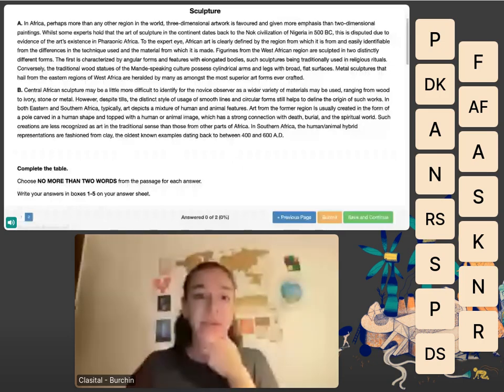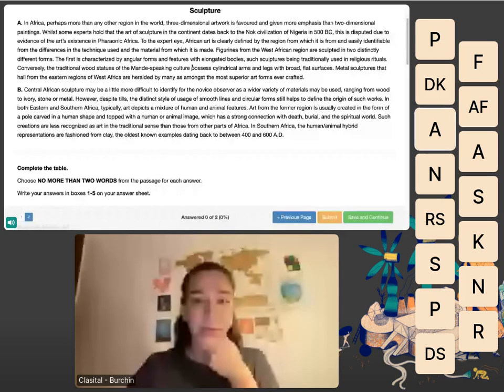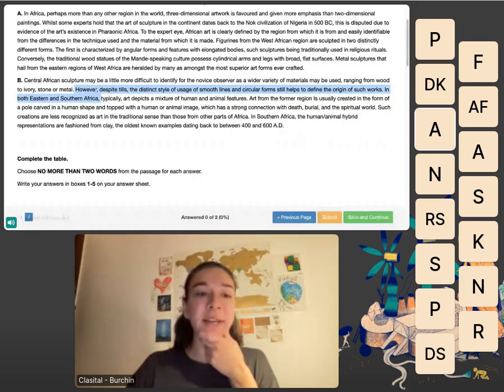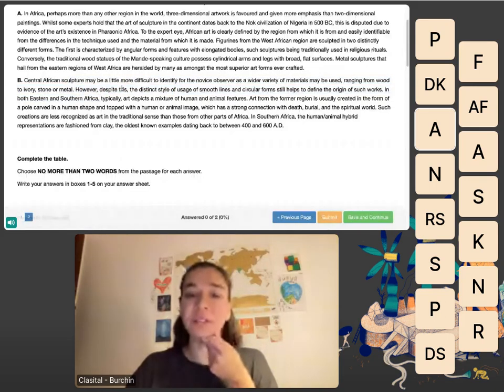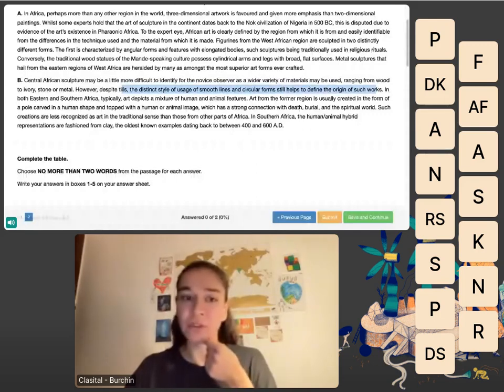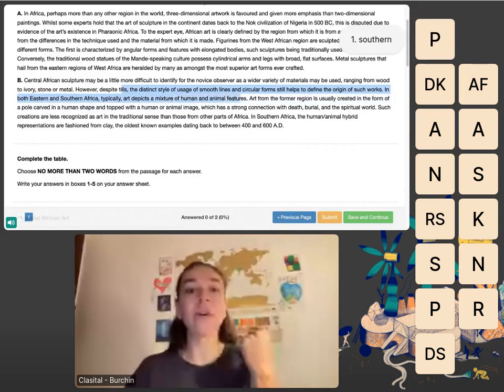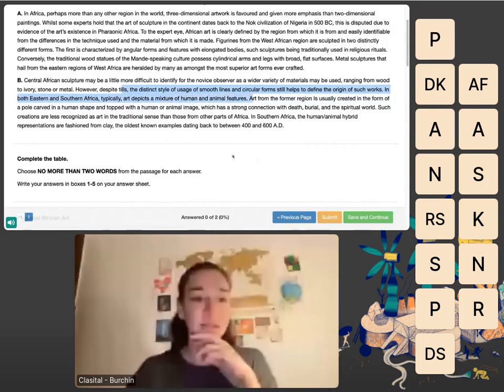Yes, Api. If you see it, you can say it. Yes, ma'am. I can see in the last line of the first paragraph, hail from the eastern region of West Africa. But I guess it's for west, not for east. I can see it here too. However, despite the distinct style of usage, smooth lines and circular forms still help to define the origin of such works. In both Eastern and Southern Africa, typically art depicts a mixture of human and animal features.